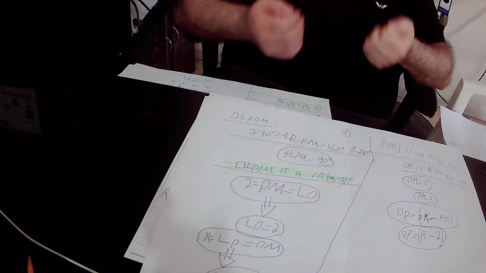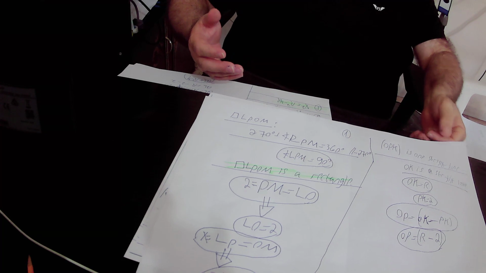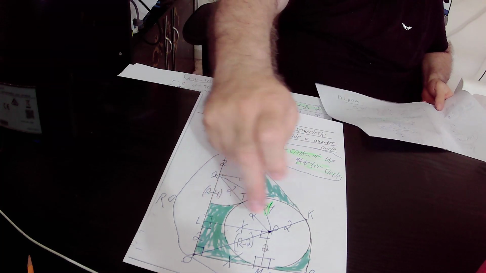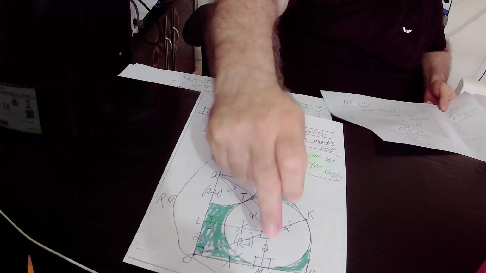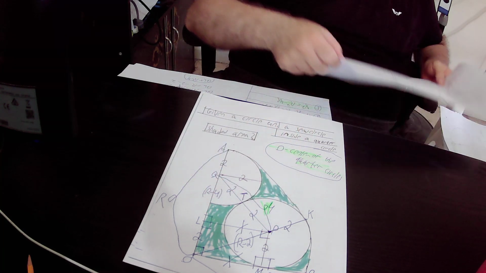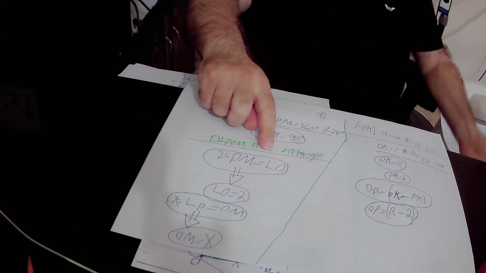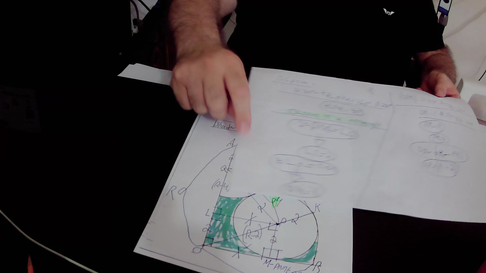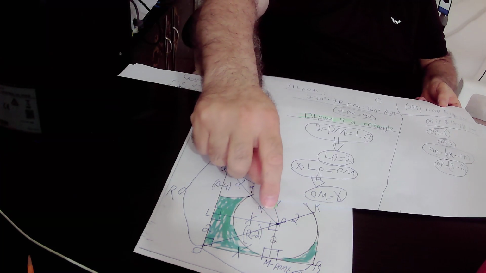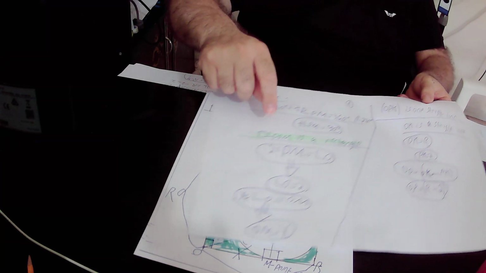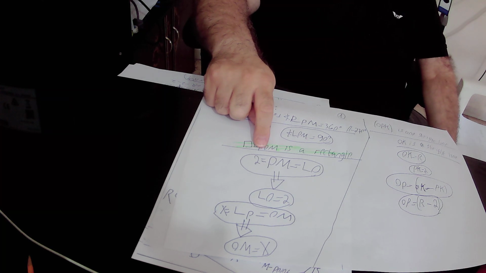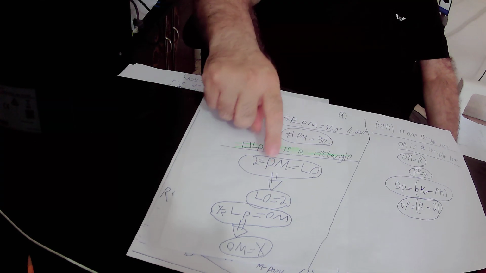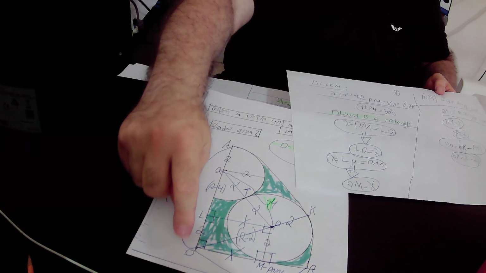But we also know that the opposite sides of a rectangle are equal to each other. So the opposite sides of rectangle LPOM must be equal to each other. It means that PM must be equal to LO, according to the rule that I mentioned. But PM equals 2 units. It is the radius of this circle. So PM equals 2, and from this equation, 2 equals PM equals LO, we derive that LO is also equal to 2 units.